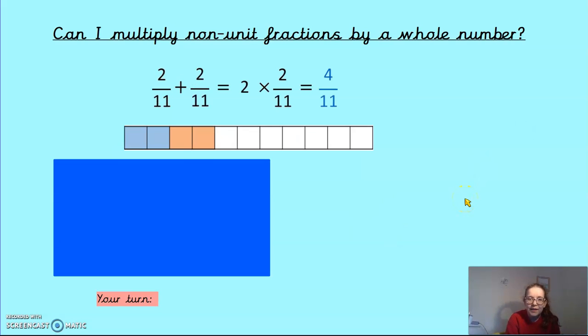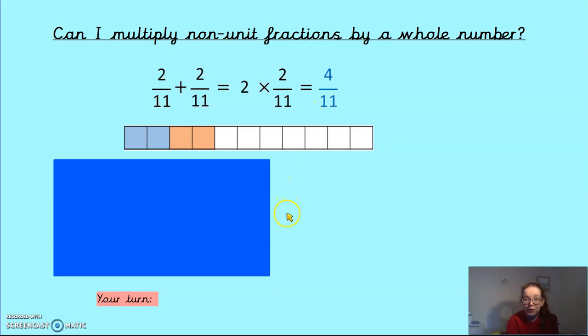Okay, here is another example. I've got 2 times 2/11. That's my question. I know that that's exactly the same as 2/11 plus 2/11. I know that I'm going to have a whole of 11, and I'm going to put my 2/11 and then add another 2/11 because I've got to times it by 2. That is going to give me 4/11. I've used my single bar model to help me out here.